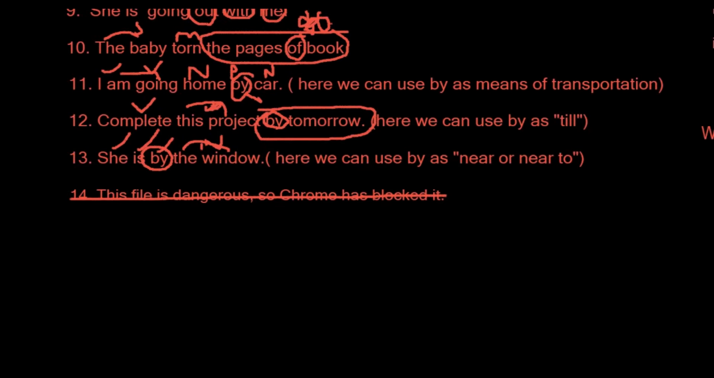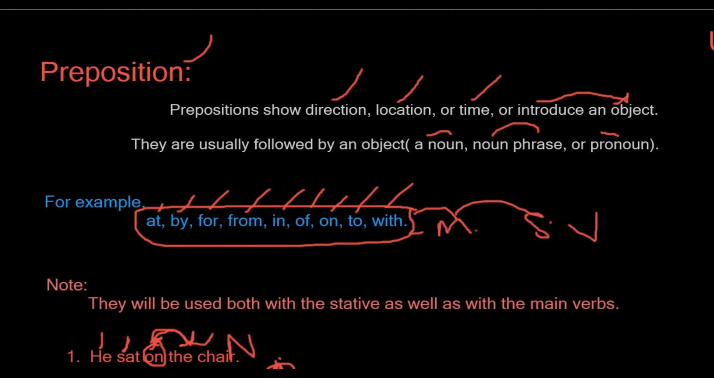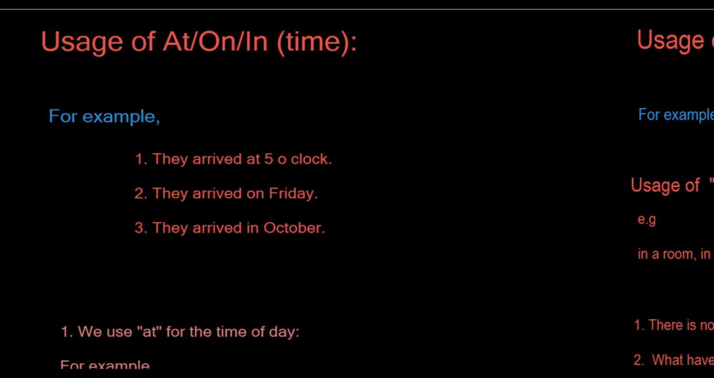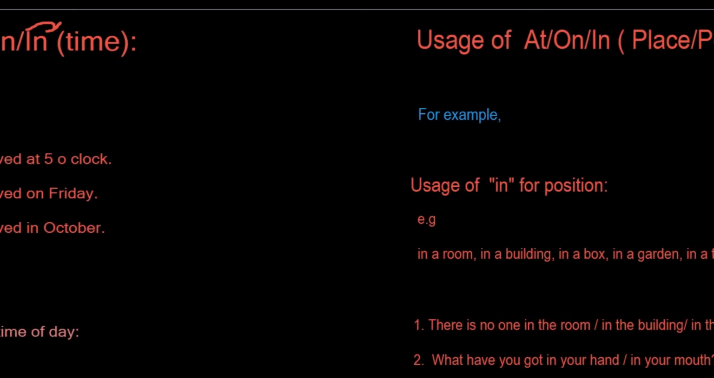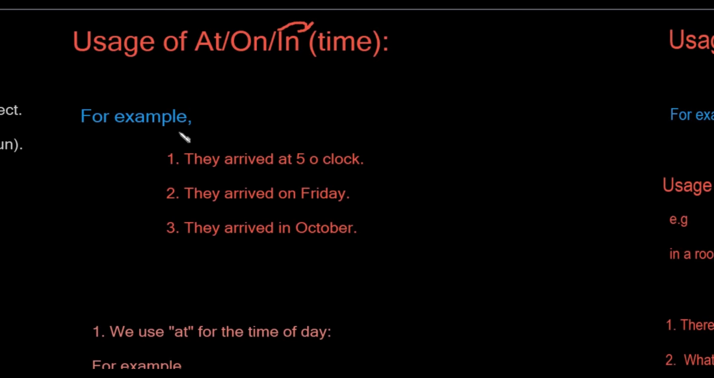So here I have some prepositions which are very, very important. We use them in conversation and in writing, and they are mostly used everywhere. They are at, on, in. At, on, in is used for time here. We will mention two usages: one for time and the second for position, place. First, let's define how we use at, on, in for time.